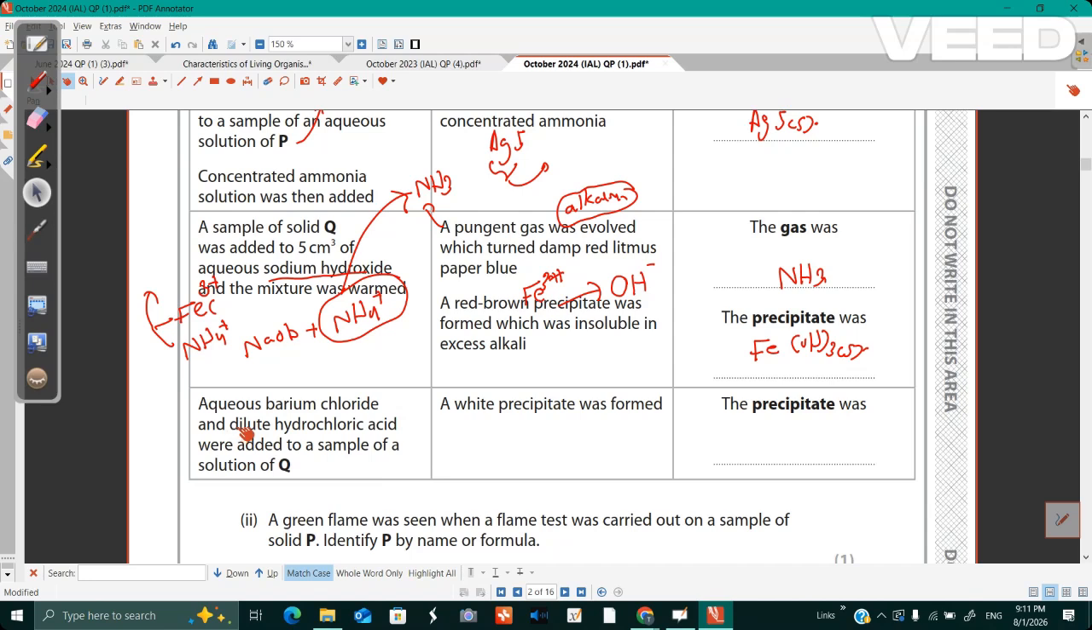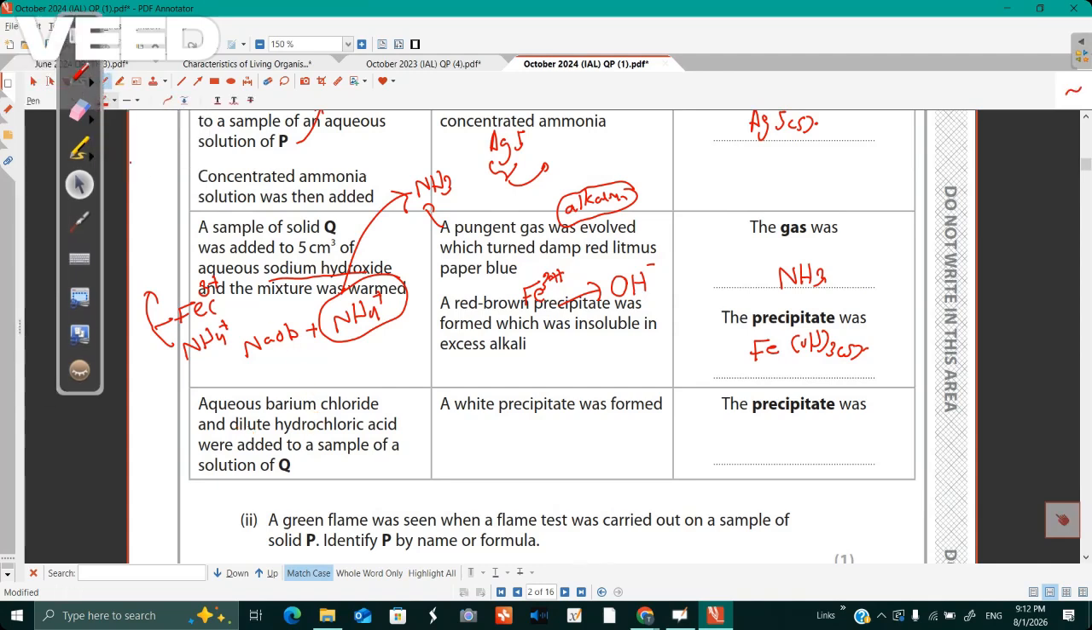Aqueous barium chloride and dilute hydrochloric acid were added to a sample of solution Q. Now we have identified two cations, there's another anion. A white color precipitate was formed in the presence of barium chloride. The anion is unknown. When barium is added, it is usually to identify sulfates. So barium sulfate is a white color precipitate, right?